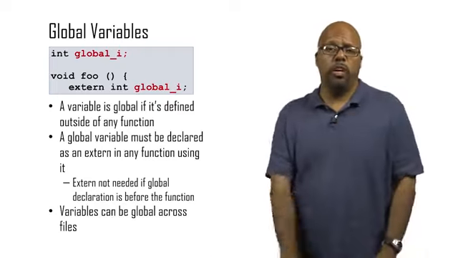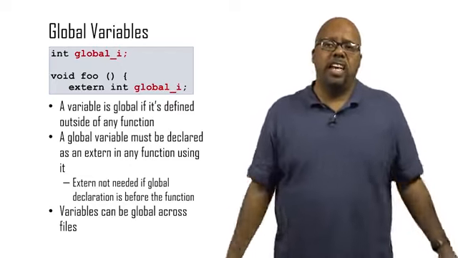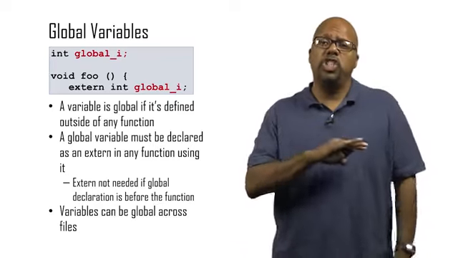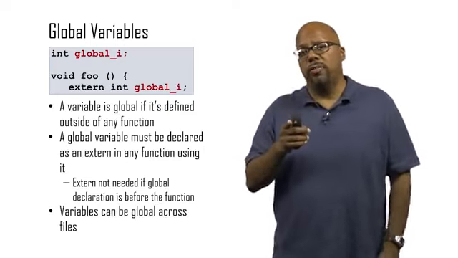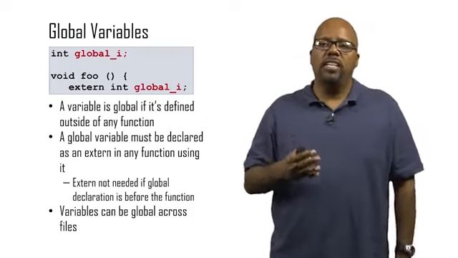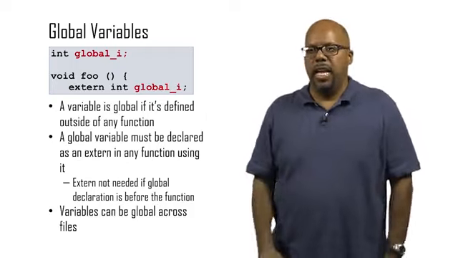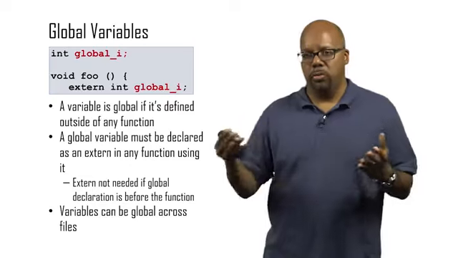Now you can also have global variables. A global variable is a variable that more than one function can see. They share a copy of the same variable. So if you look at the top, int global I. I've defined a variable called global I, and it's global. I want everybody to see it, so I declare it int global I.